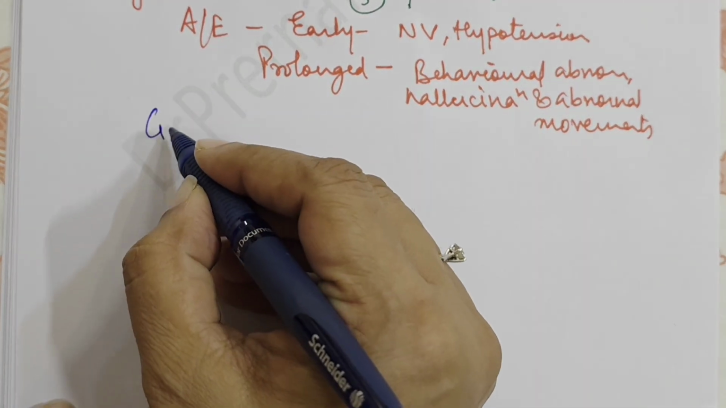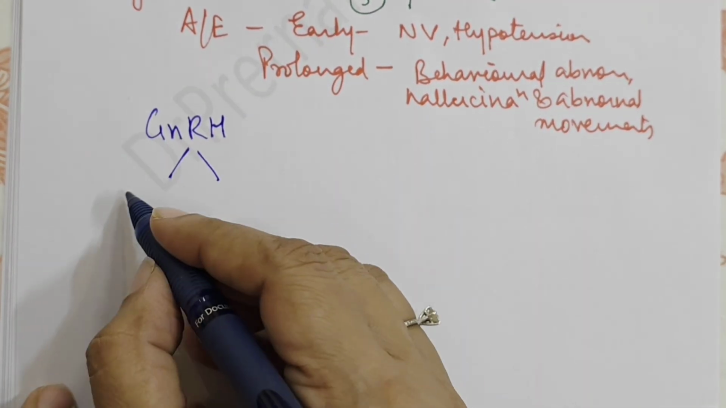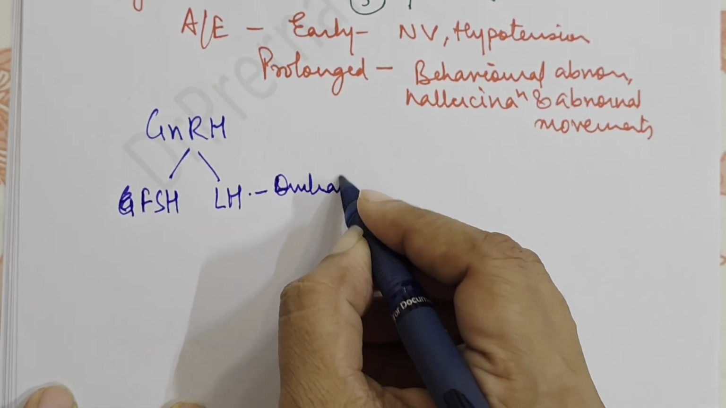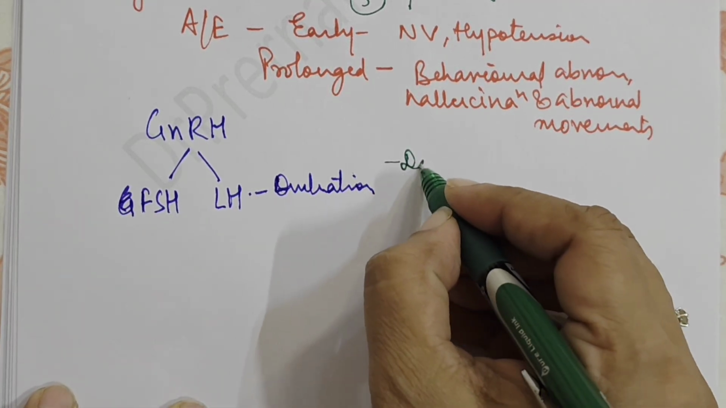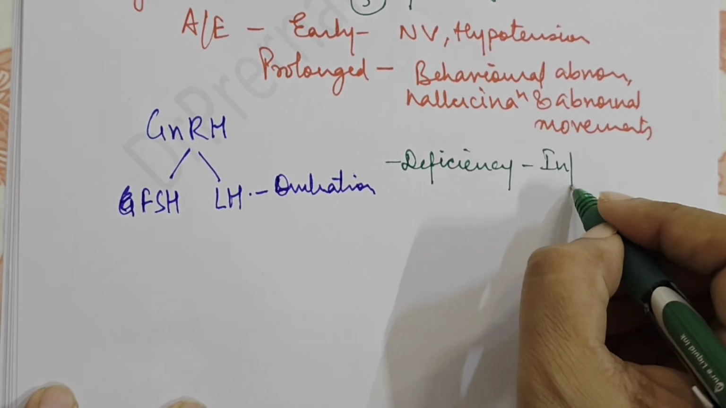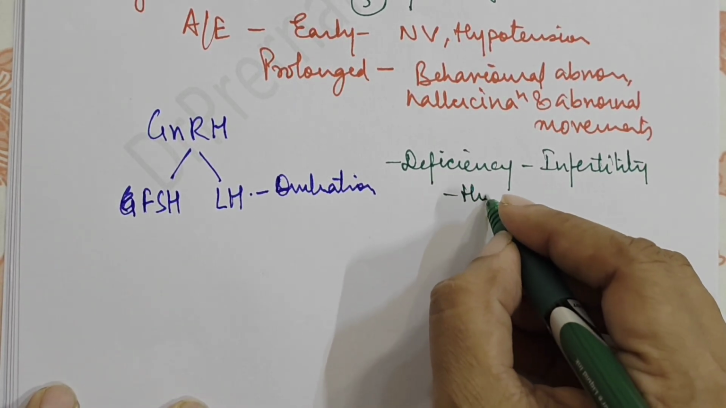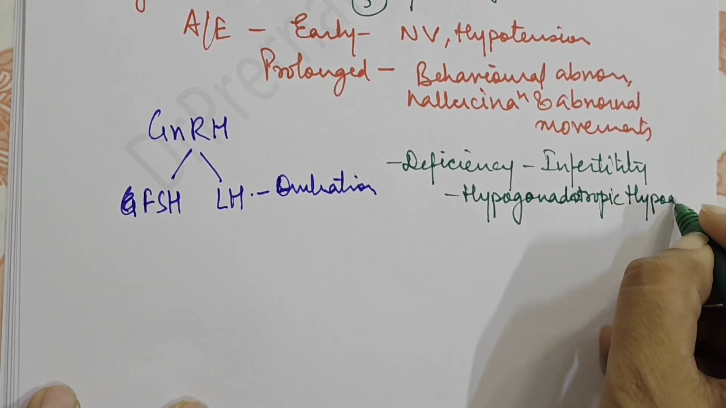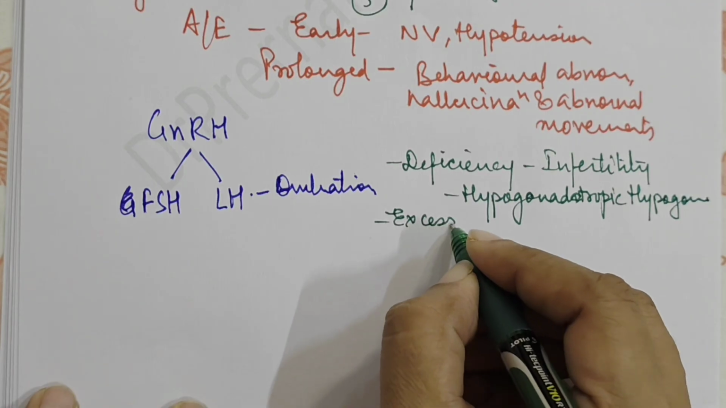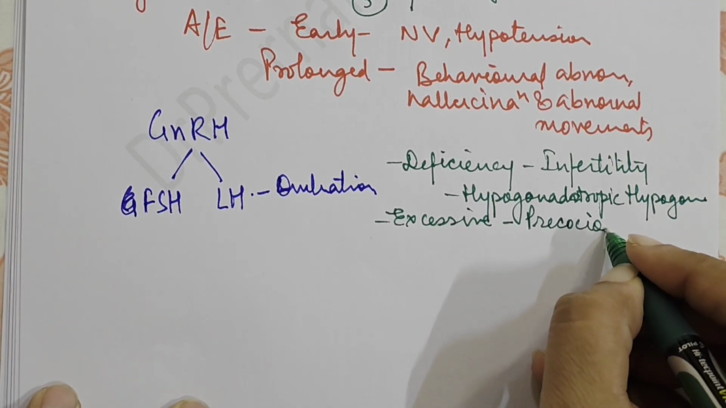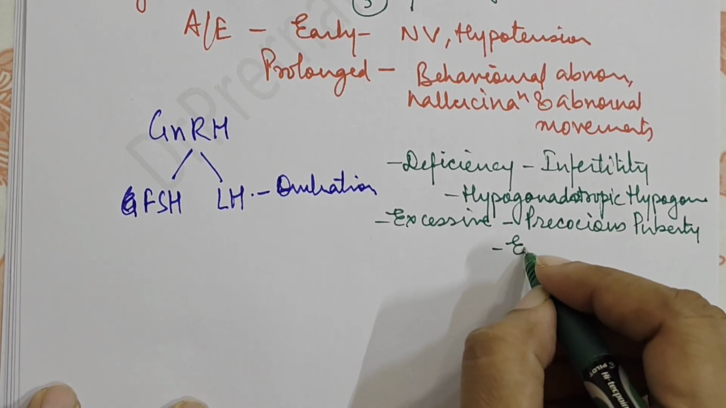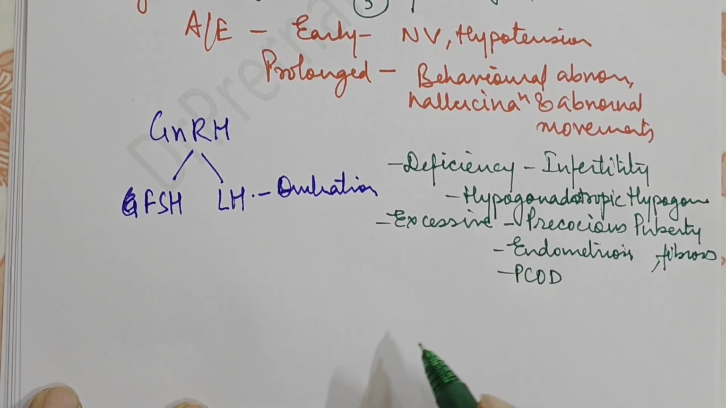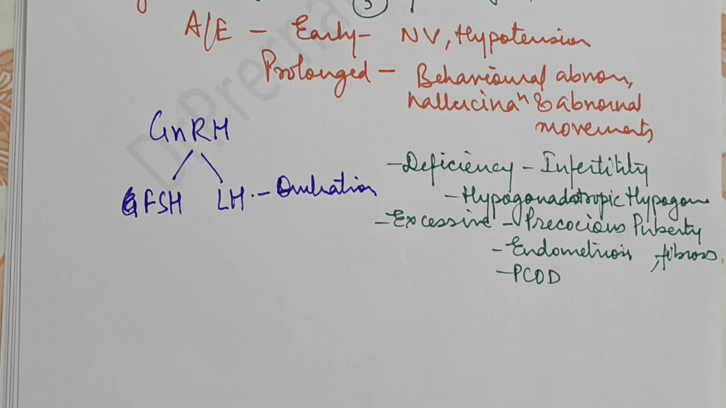Now let's come to the next part, that is GnRH. Now there are two types of gonadotropins. One is FSH, we all know. One is LH. We all know LH causes ovulation. LH surge happens, ovulation happens, right? Now what is the feature seen in deficiency? It causes infertility. And what is another thing? They cause hypogonadotropic hypogonadism, right? And when there is excess, then it results in precocious puberty, endometriosis, fibrosis, and also PCOD. These are the features which are seen by deficiency of GnRH and by excessive GnRH.